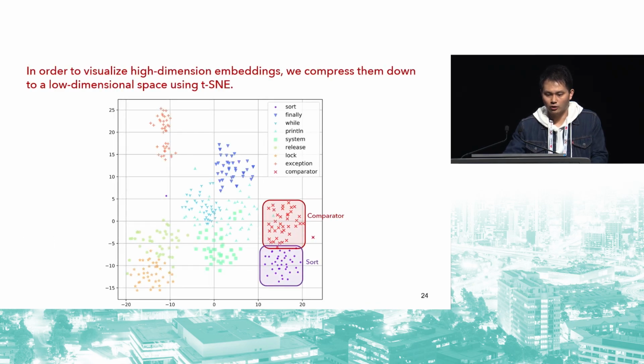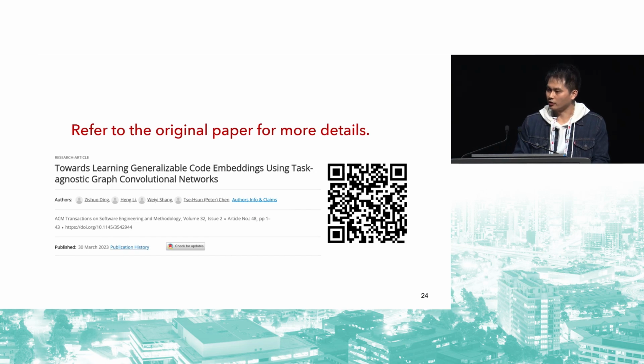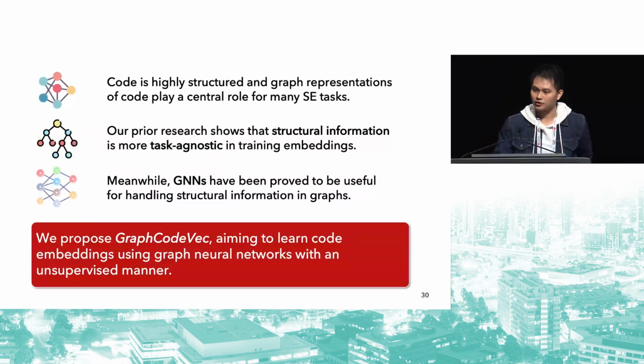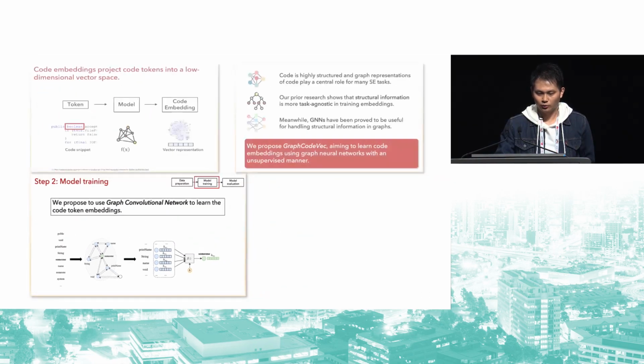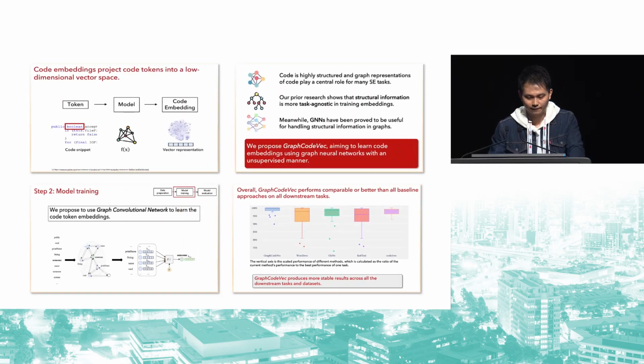Besides, we show a visualization of the embeddings. As you can see, the embeddings can project semantically similar tokens to very close locations in the semantic space. We only show part of the paper. For more information, you can refer to our original paper for more details. Thank you. That's a summary of the presentation.